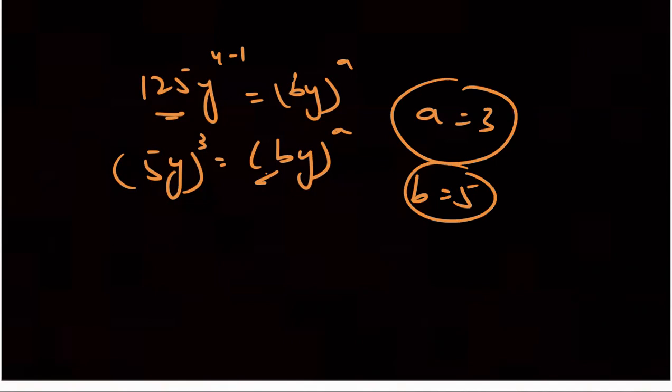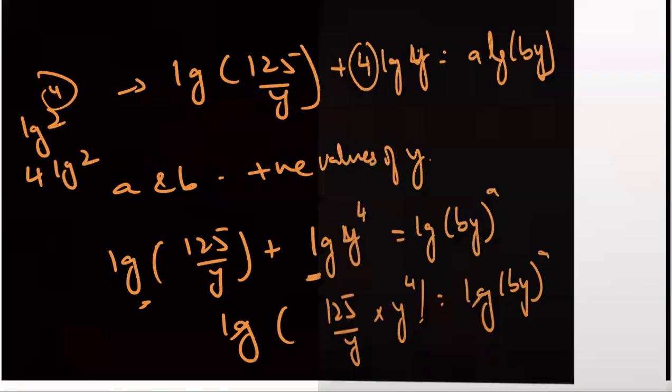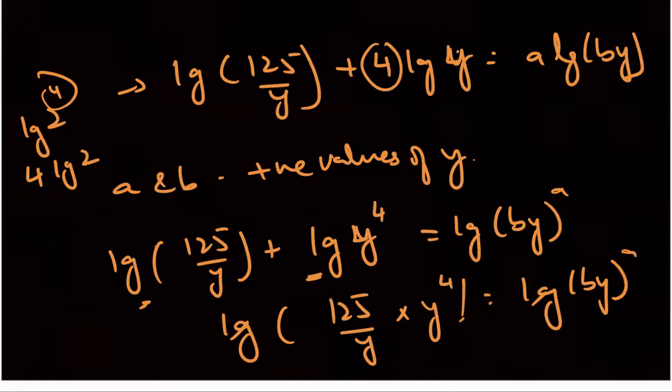A very important question that is often tested in the exams. You must have seen this: log 125 over y plus 4 log y is equal to a log by. You might be confused earlier on because you would be saying there's only one equation and you have to find a and b for all positive values of y. So this is how you will be solving it. Okay, another question.